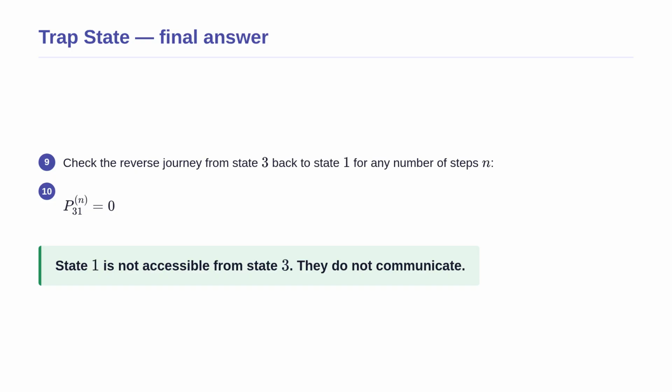Finally, let us look at the reverse journey. We need to find the probability of moving from state 3 back to state 1 in any number of steps, which is P31 superscript n. Because state 3 only has an arrow pointing to itself, it is impossible to ever leave. Therefore, for any number of steps n, the probability of returning is always exactly 0. Because this return path does not exist, state 1 is not accessible from state 3. Our final answer is that state 1 and state 3 do not communicate. The system is not a closed loop.